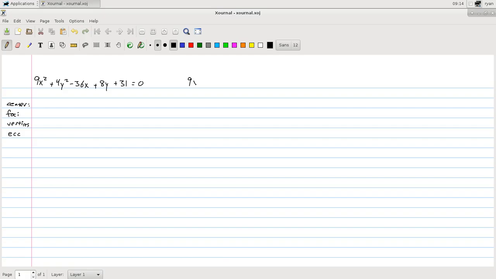So we'll start by grouping the similar terms together. We'll start out with the x's, 9x² − 36x, and then the y terms, 4y² + 8y, and then the constant term we can move to the other side of the equation. Now to complete the square, we can't have a leading coefficient on the squared term. So for the x's, we'll factor out the 9. This leaves us with x² − 4x, and then we'll leave some room for completing the square.